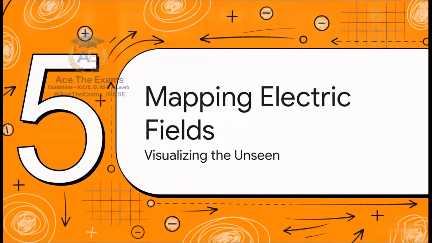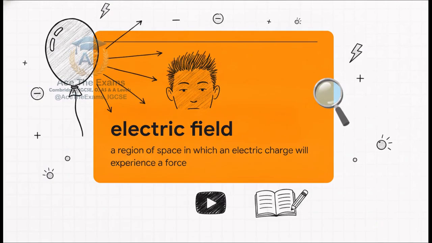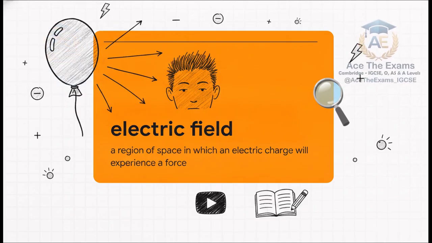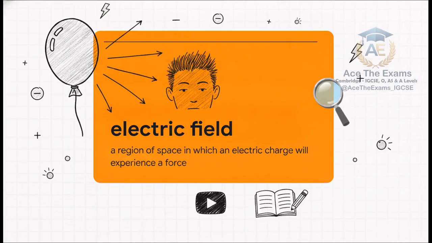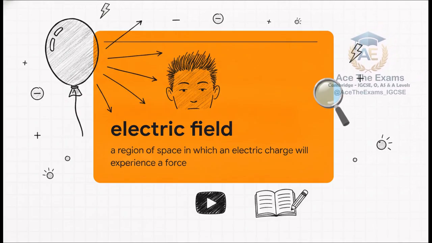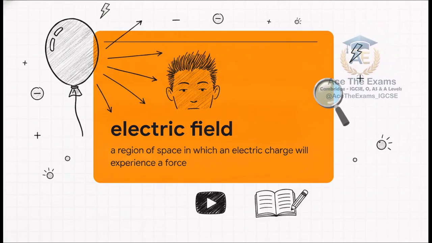Section 5, Mapping Electric Fields, Visualizing the Unseen. So, what exactly is an electric field? It is formally defined as a region of space in which an electric charge will experience a force. Think of it as an invisible aura of influence surrounding an object. A charged balloon doesn't actually need to physically touch your hair to make it move. The hair simply needs to enter that balloon's invisible electric field. The closer you get, the stronger the field and the stronger the force.